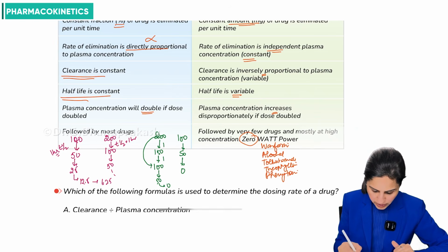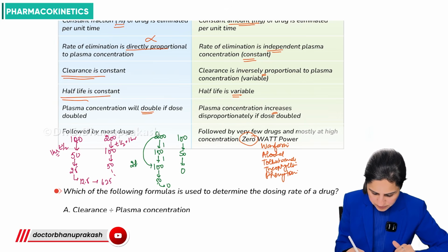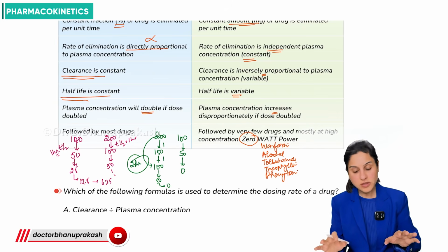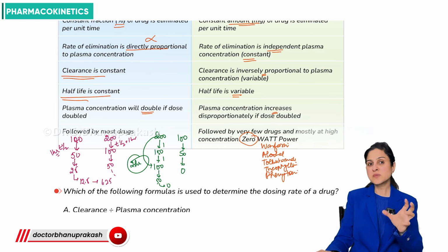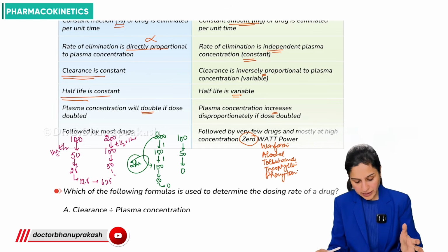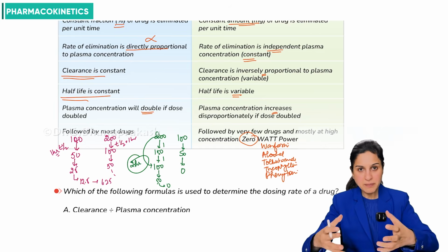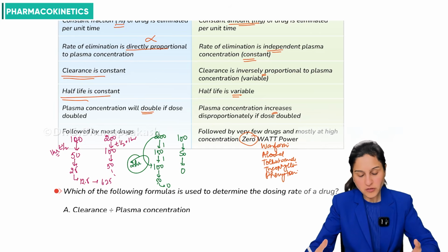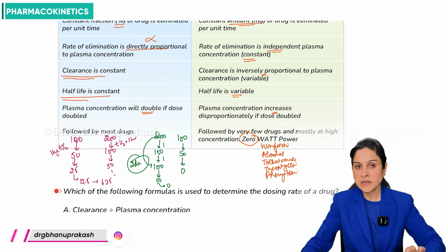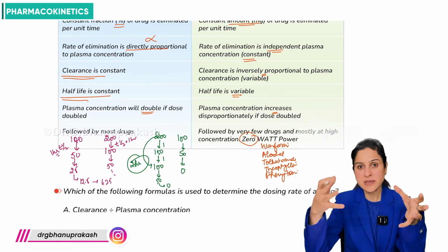1 plus 1, it is 2 hours. So half-life is not constant. So this is the difference between first order and zero order kinetics. Think of it: there's a club and there's a bouncer standing outside the gate of the club. If it's first order, there are two clubs. One is first order, the other is zero order.